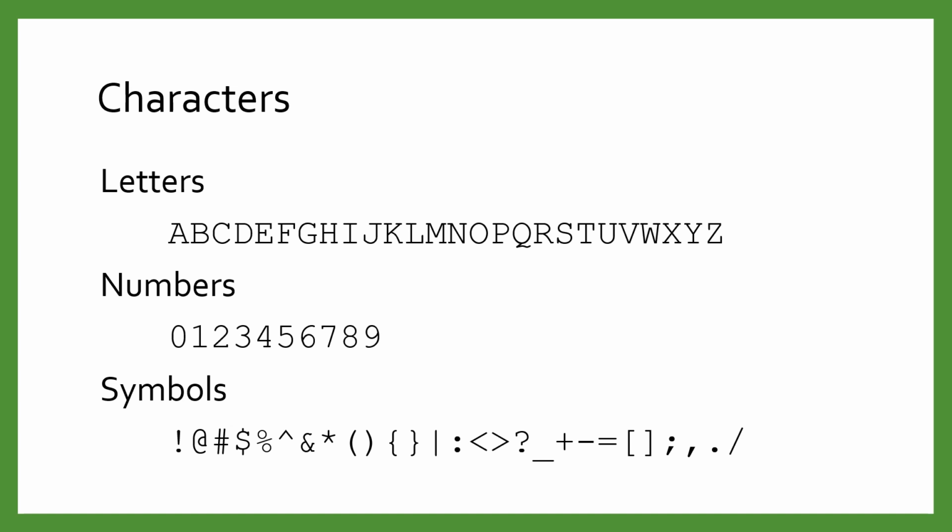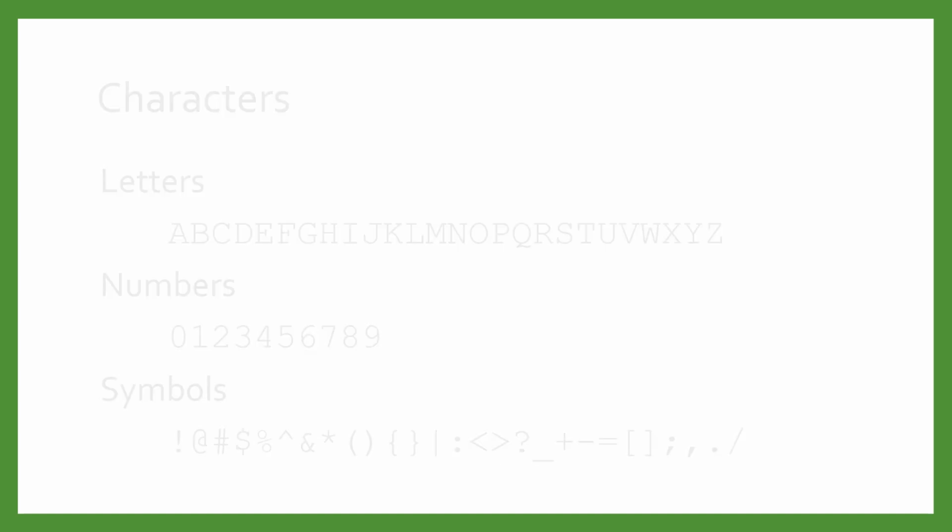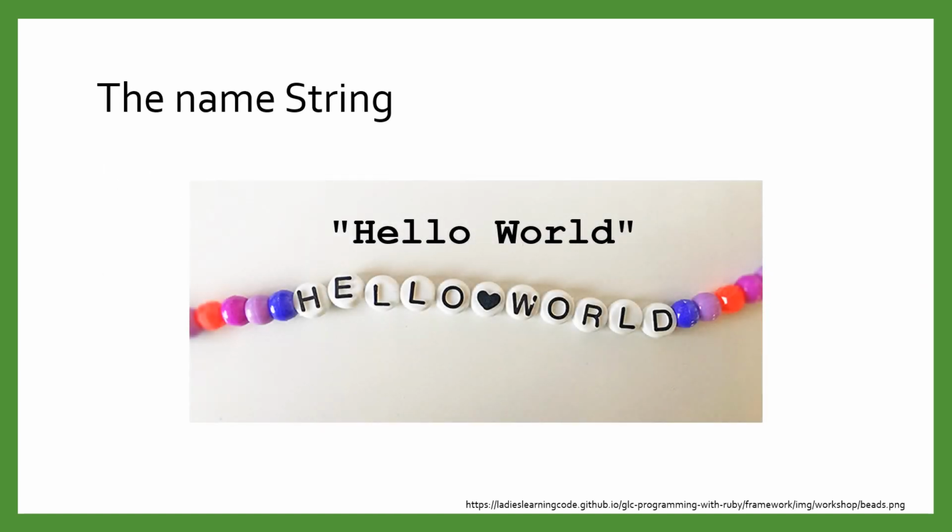Strings are made up of letters, numbers, and symbols. We call these things characters. Think of a string like a necklace, where each bead has a character on it. We string together letters. The single or double quotes are knots at the end that tie the letters off.